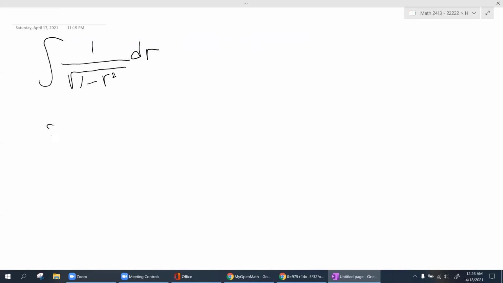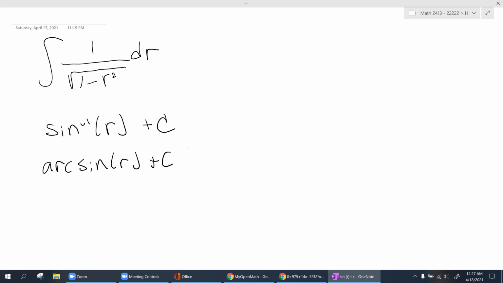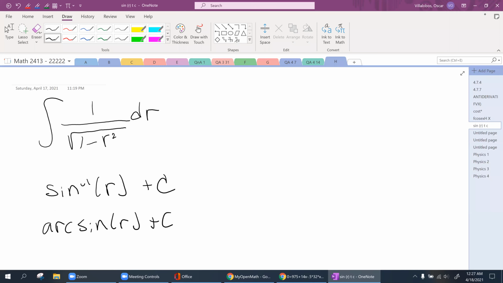This here is inverse sine. This would just be inverse sine of r plus c. You may see it as arc sine as well, so you may even see it like this, arc sine of r. Either one of those would work. Arc sine. Very nice.